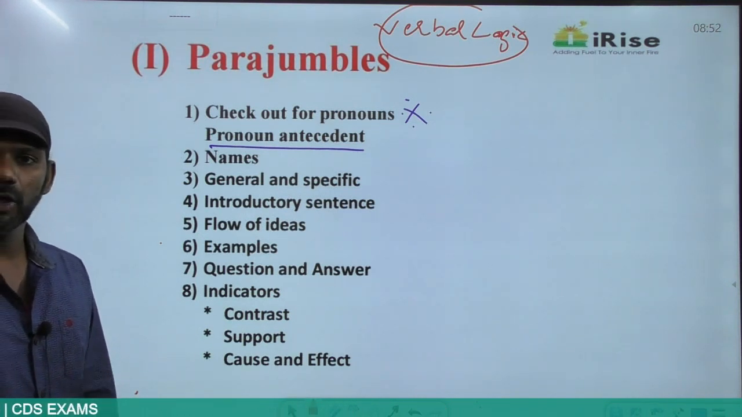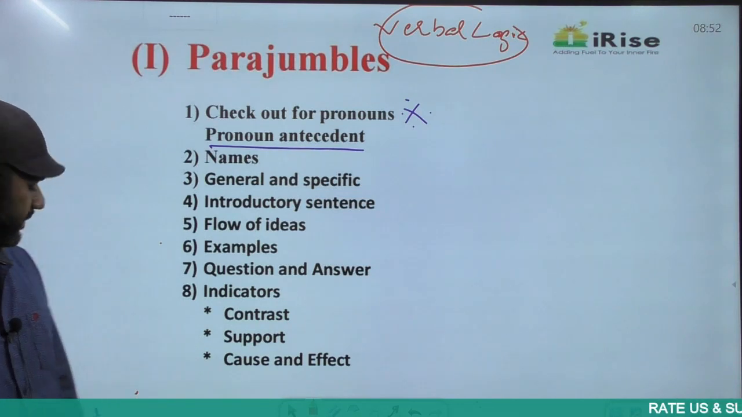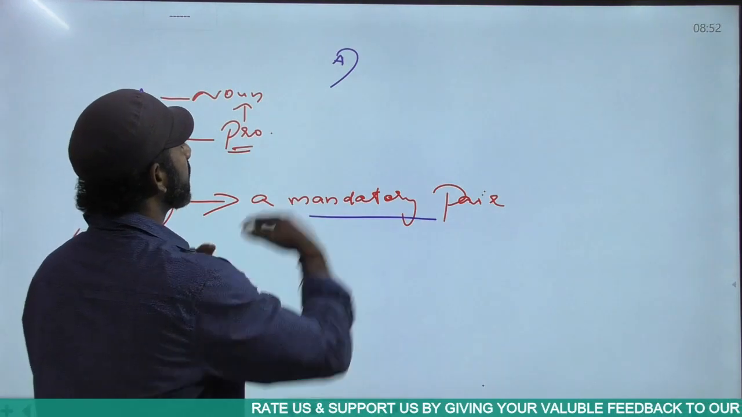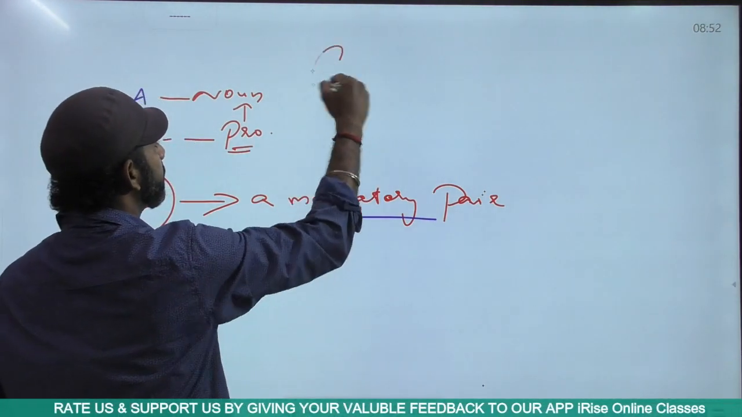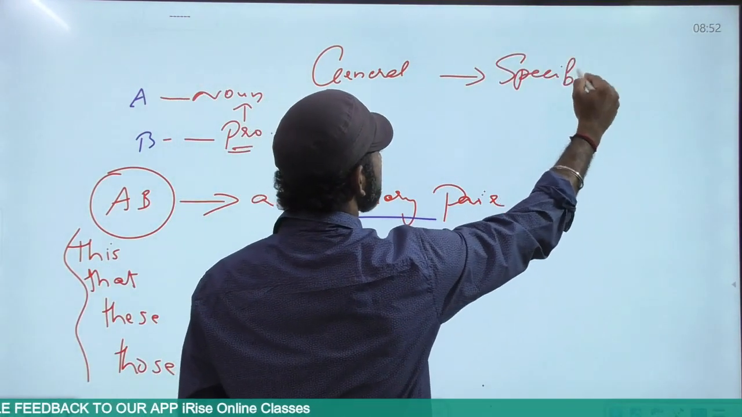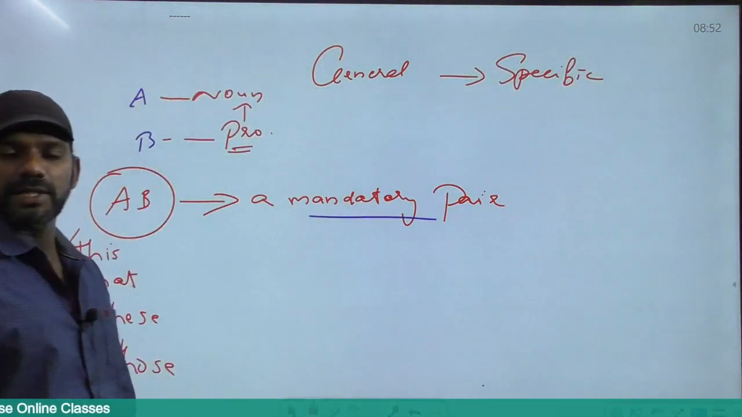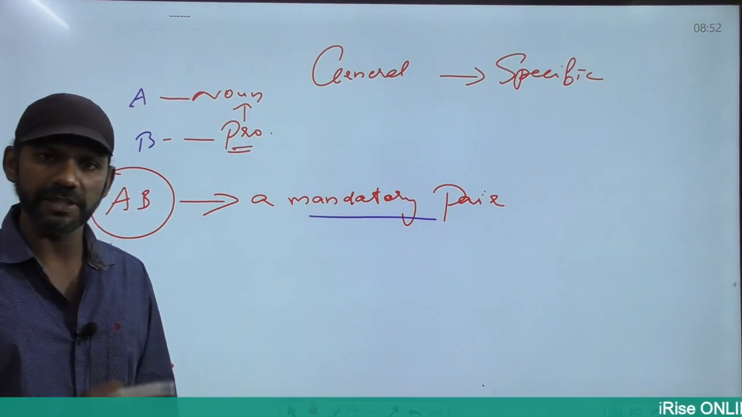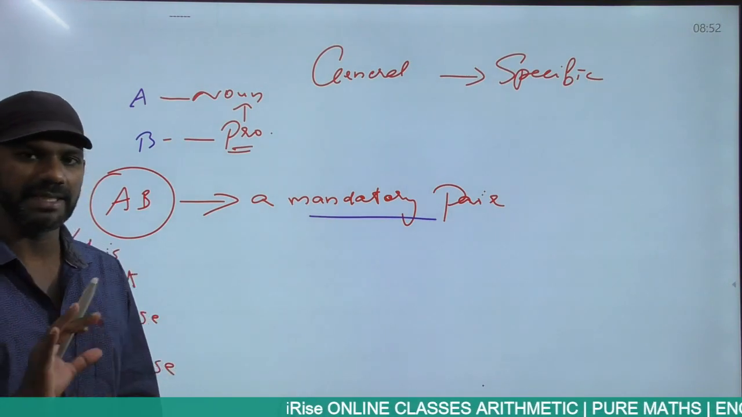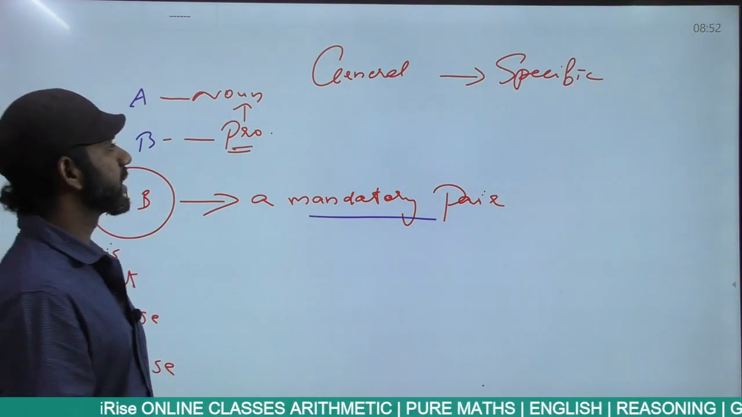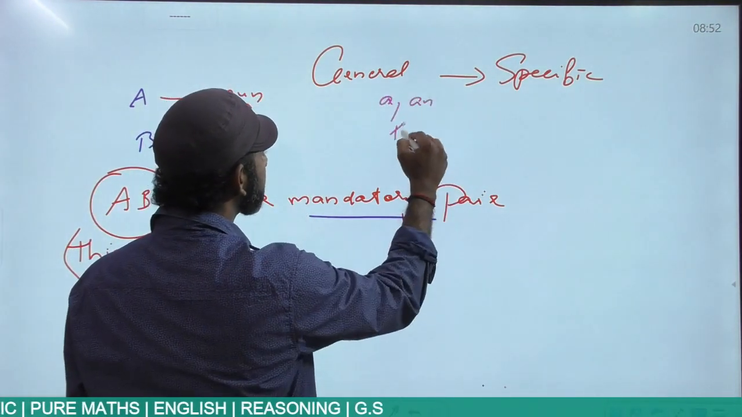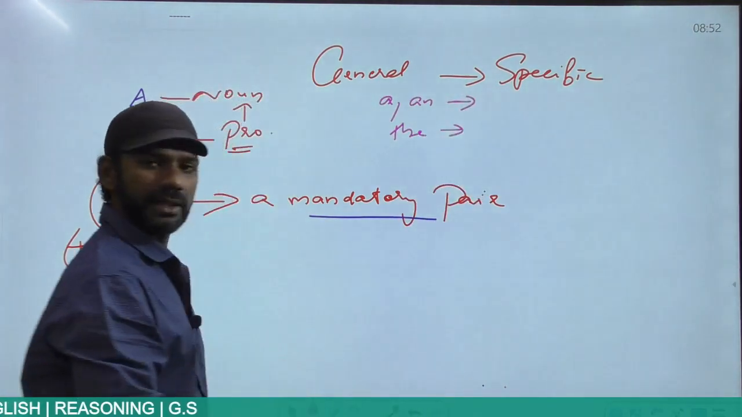Come to the third concept, general and specific. Now in a paragraph or a sentence, the change always happens from general to specific. In a sentence or a paragraph, the change always happens from general to specific. That means it starts in a general way and then moves on to specific, right? Now the three articles in English are a, an and the.